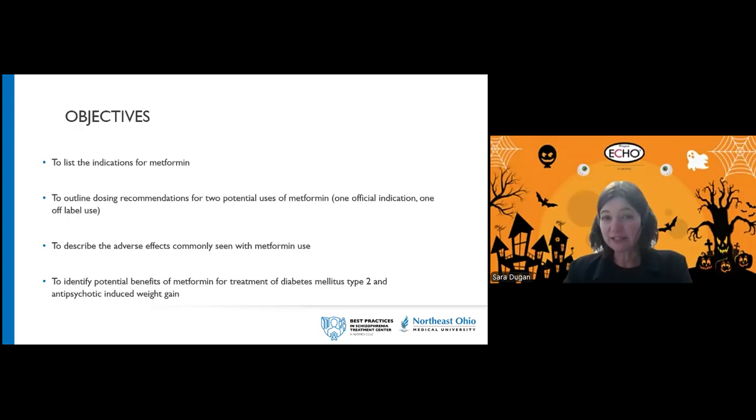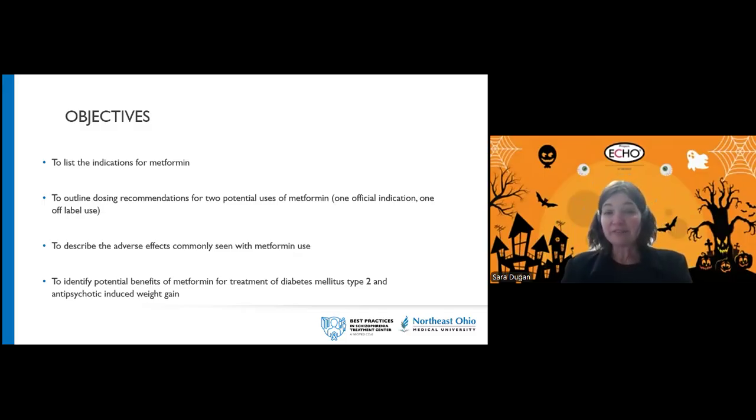We're going to outline dosing recommendations for two potential uses of metformin. So looking at its use for treatment of type 2 diabetes mellitus, as well as treatment for antipsychotic-induced weight gain, which is off-label. So we'll be looking at dosing recommendations for both. The good news is they actually are fairly closely aligned.